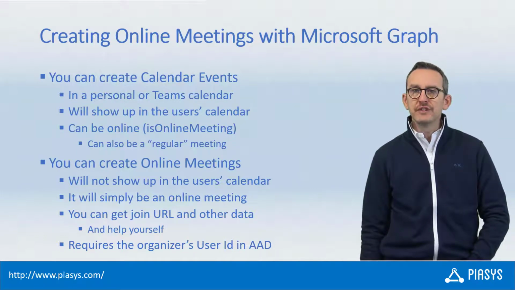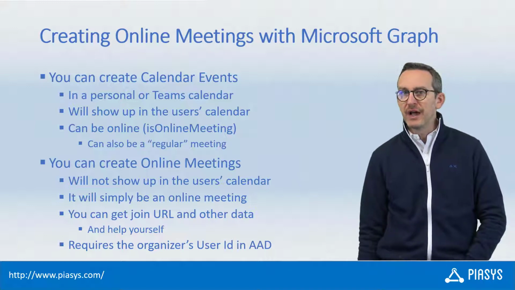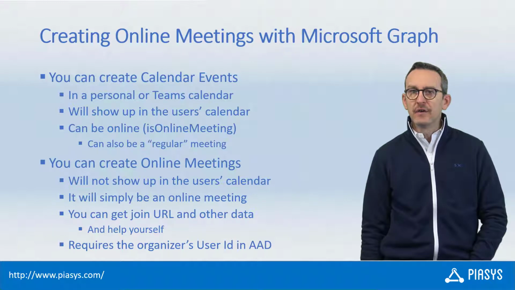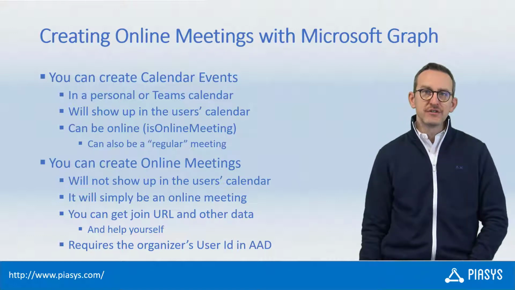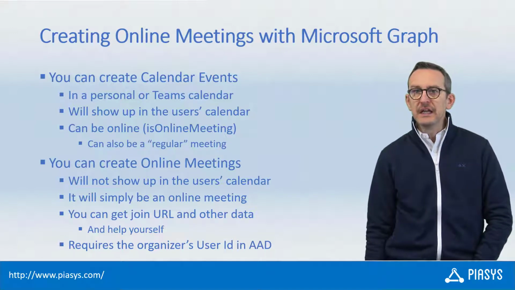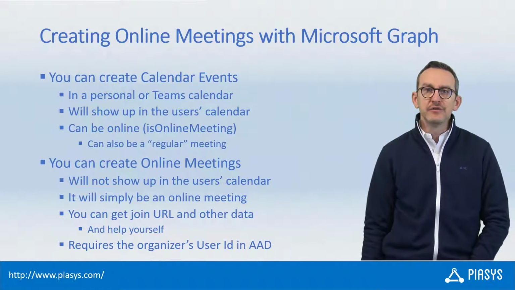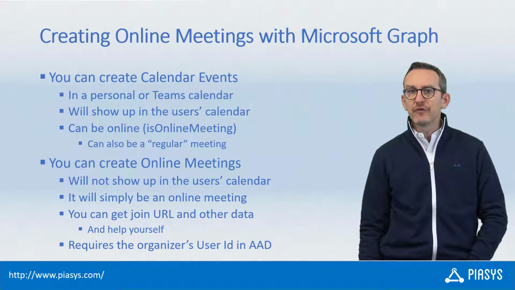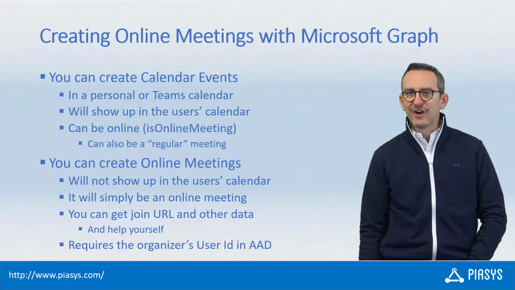Another option is to use the onlineMeetings collection of the me endpoint of every user in Microsoft 365. By doing that, you will create a meeting which will not show up in the calendar of the users, but which will be by default only an online meeting, and you will get back as a JSON result all of the information about the meeting, including the join URL, for example. You can process the JSON response and use the information you get back in order to notify the users about the meeting and the join URL. Whenever you use the second option, you have to provide the unique ID, from an Azure Active Directory point of view, of the user who is the organizer of the meeting.